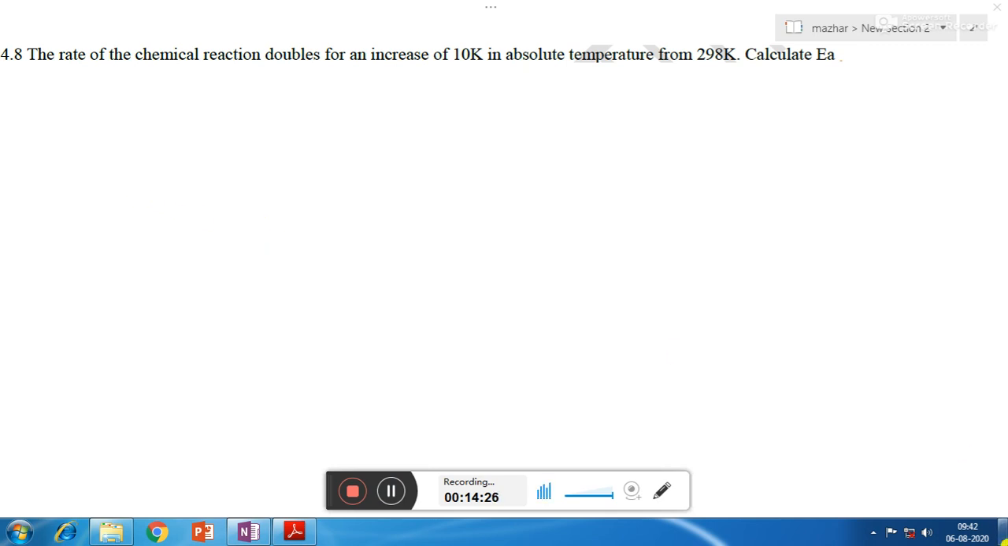Now 4.8: the rate of a chemical reaction doubles for an increase of 10 Kelvin in absolute temperature. Just now we have discussed that with the increase in temperature by 10 Kelvin or 10 degrees Celsius, the rate of reaction becomes almost double. So here we can see that initially the temperature was 298 Kelvin, so T1 was 298 Kelvin, and then there is a rise in temperature by 10 Kelvin. So T2 will be equal to 298 plus 10, so that will be equal to 308 Kelvin.